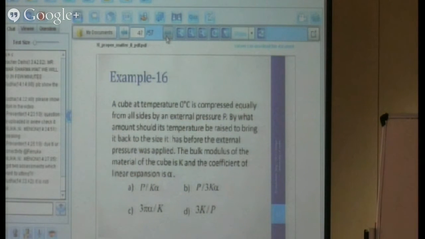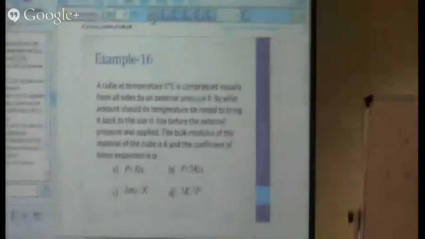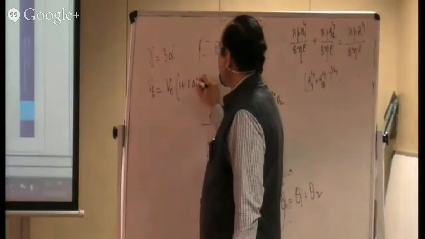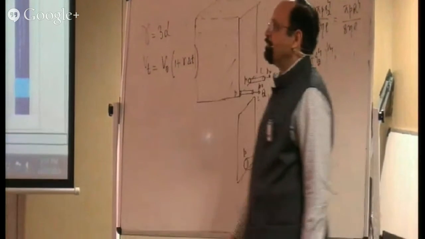See, he's playing a trick here. You have to think in terms of the volume expansion. He is giving you the linear expansion. But no problem. For small changes, we have a relation: gamma equals 3 times alpha, provided that the changes are small. This we assume because nothing else is mentioned here. So no problem. For volume, we have Vt equals V0 times 1 plus gamma delta T. Agreed?